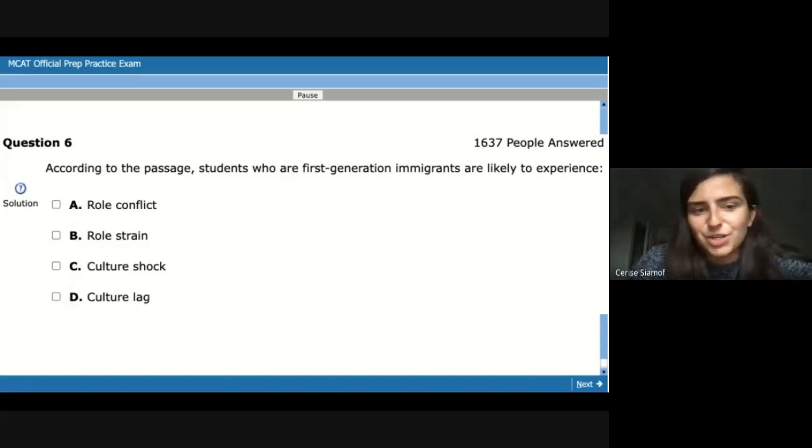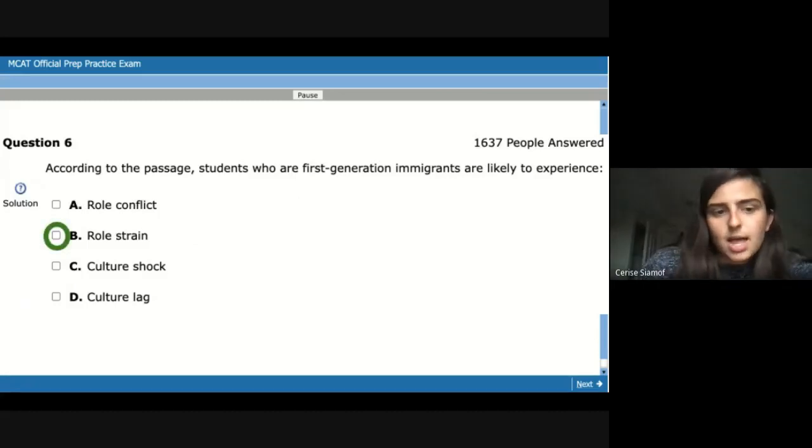Oh, no, sorry, last question. So according to the passage, students who are first generation immigrants are likely to experience... and I see a couple B's. So B is the right answer.